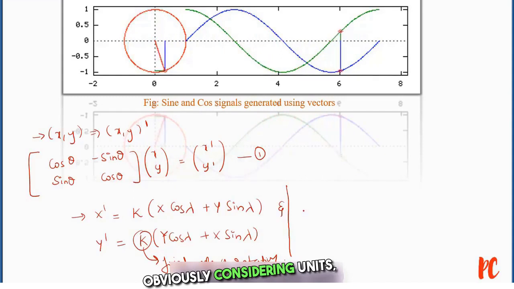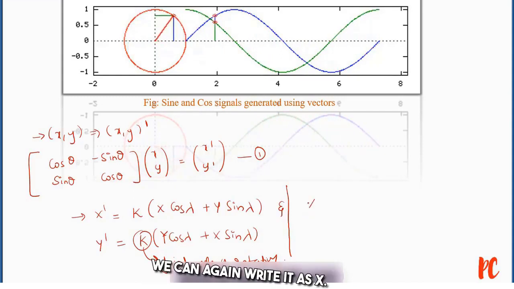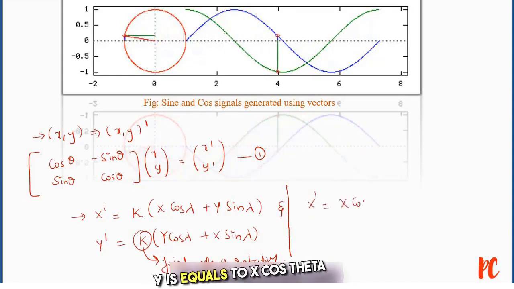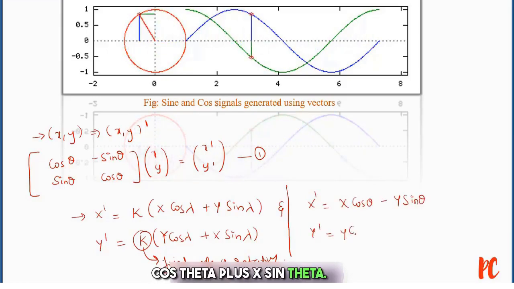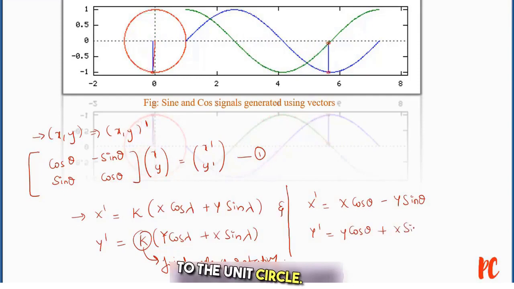Thereby, considering unit values, we can again write x bar equals x cos theta minus y sin theta, and y bar equals y cos theta plus x sin theta. This is with respect to the unit circle. I am assuming this part to be equation 2.